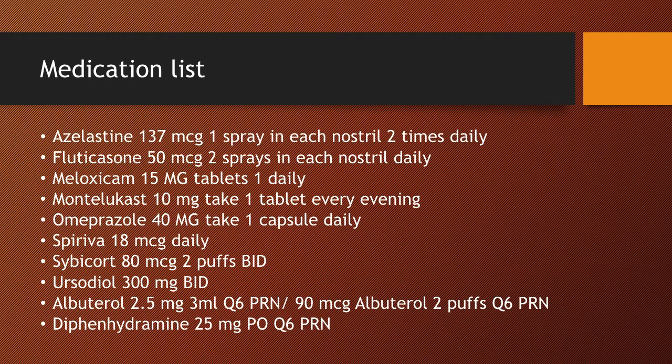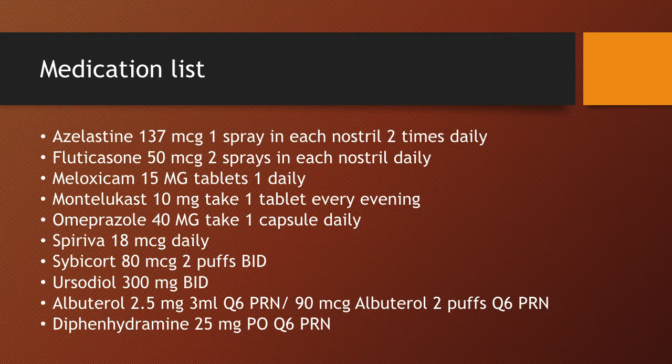So, medication list. This medication list consists of the patient's medications that she takes at home. She's not regularly in the hospital. This is her home medication. As you can see, she has quite a bit, and all of these would pertain to her past medical history. Azelastine, she gets 137 micrograms, one spray in each nostril, 2 times daily.